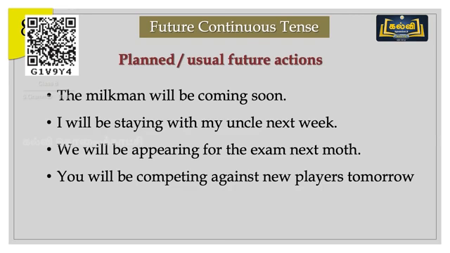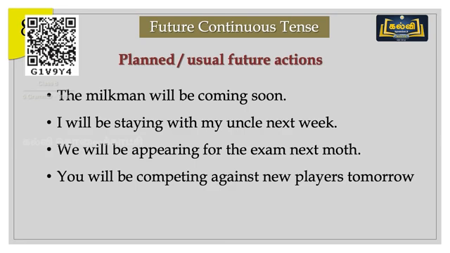Second usage of future continuous tense is planned or usual future action. For example, the milkman will be coming soon. Usually this is the time the milkman is coming, so you are just predicting that he will be coming soon. And next example, look at the screen please. I'll be staying with my uncle next week. So you have planned that your stay will be with your uncle. So you are expressing it like, I will be staying with my uncle next week. I will be appearing for the exam next month. You will be competing against new players tomorrow. So these are planned or usual future actions. For this you can use future continuous tense.